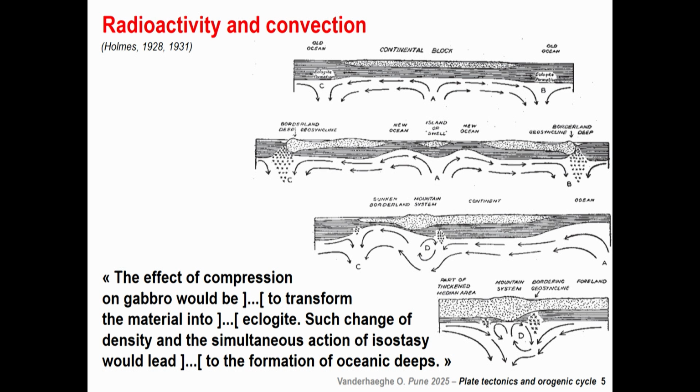And he says the effect of compression on gabbro would be to transform the material into eclogite. Eclogite, for the bachelor students, is a rock with garnet and pyroxene, which is quite heavy, quite dense. Such a change of density and the simultaneous action of isostasy would lead to the formation of oceanic deeps, trenches. So these crosses are eclogites. These are the places where the lithosphere goes down because of its weight. Remarkable.